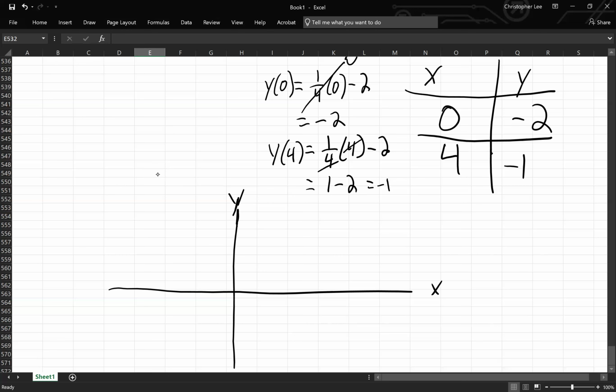So this is 0, negative 2. I start off at 0 and go down 2: 1, 2. The next one is 4, negative 1. So I go across 4: 1, 2, 3, 4, and down 1 right here. So this is 0, negative 2, and this is 4 comma negative 1. Connect the points, and that's the end of the story.